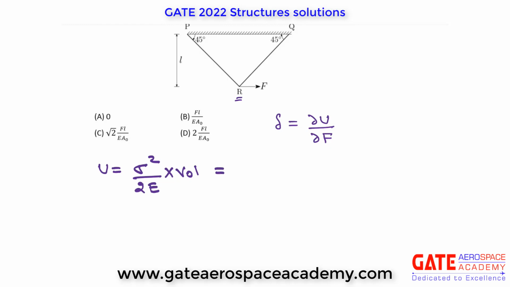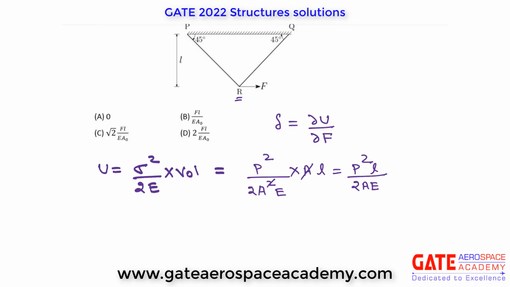So sigma we can write as load upon area. Let's say load is P. So P square by A square into 2E. Volume is area into length. This will get cancelled out. We will get load P square upon 2AE into length L, right? So this U we have to find for each member, that is RQ and RP.